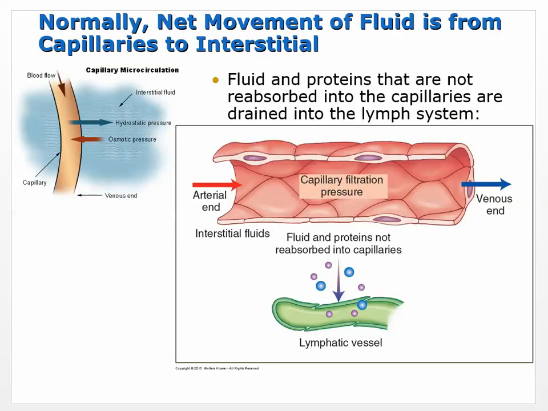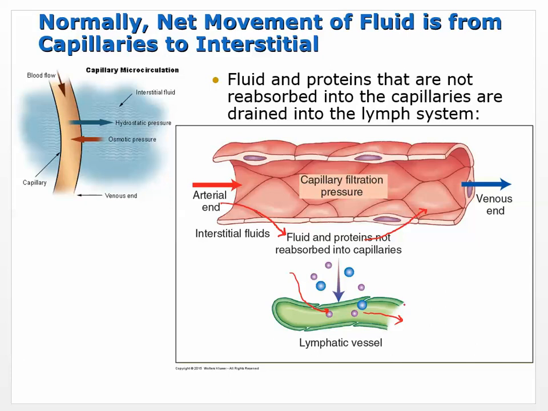Okay, so I think I went over everything here, and we'll look at another couple of pictures here. So normally net movement of fluid is from capillaries to the interstitium. So normally we have fluid moving in this direction out of the capillary and into the interstitial tissue. Some of that will move back in, but some of that moves into the lymph and then is drained by the lymph. So fluid and proteins that are not reabsorbed in the capillaries are drained in the lymph system.